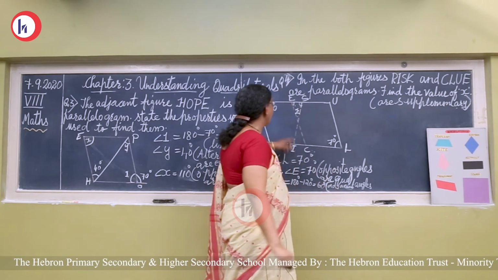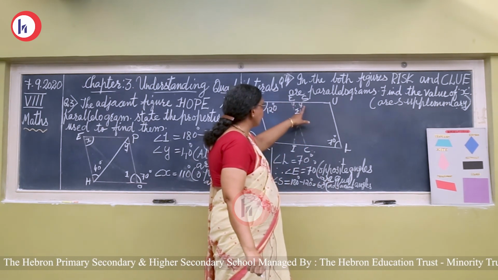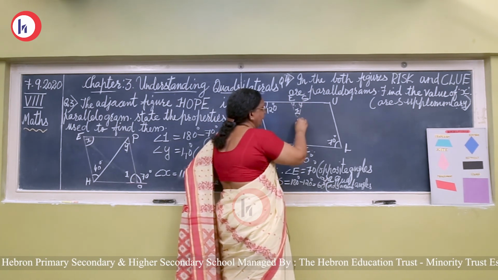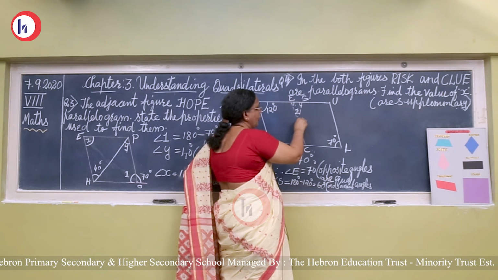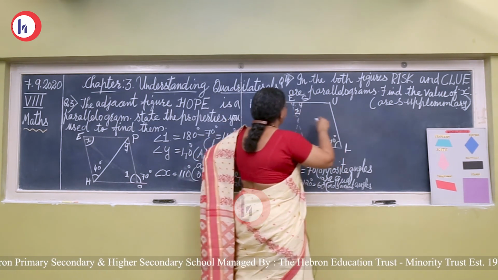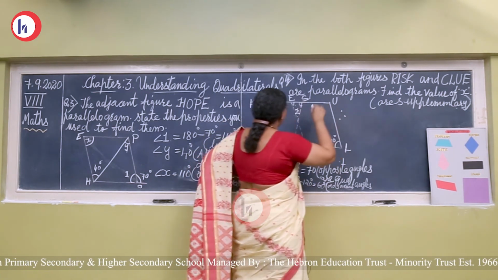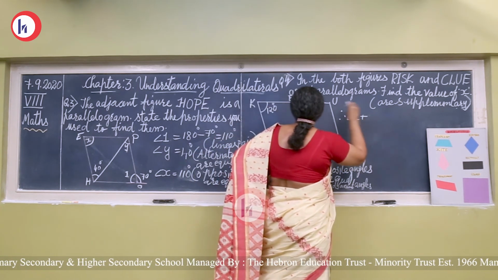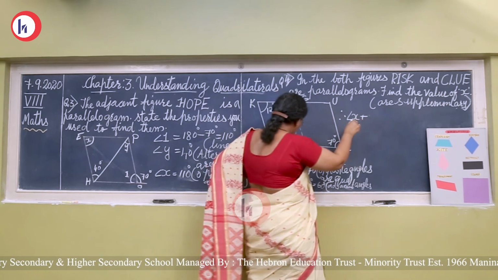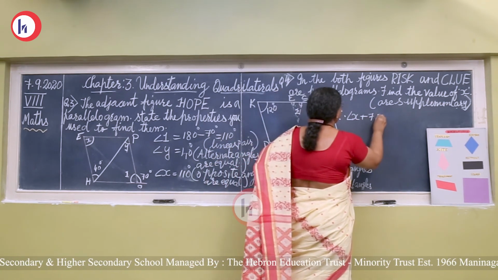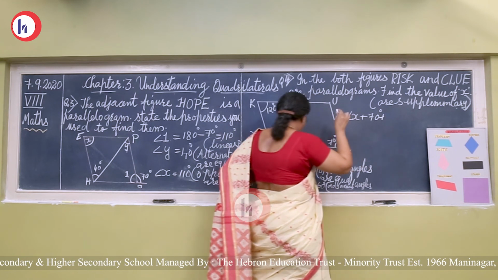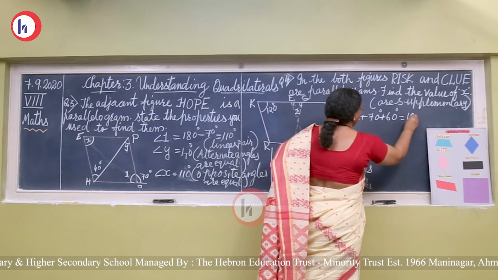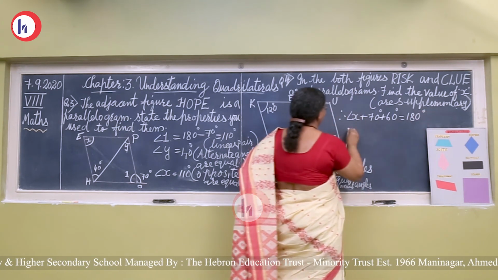Okay. Now we got both the angles E and S. Now we have to find out X, because it is making a triangle. We can use the angle sum property of triangle. So we can write angle X plus angle E, that is 70 degree, plus angle S, that is 60 degree, total will be 180 degree.